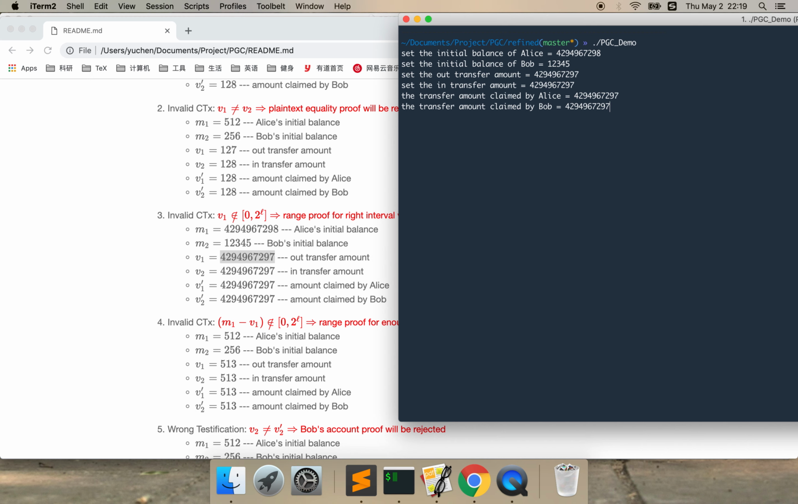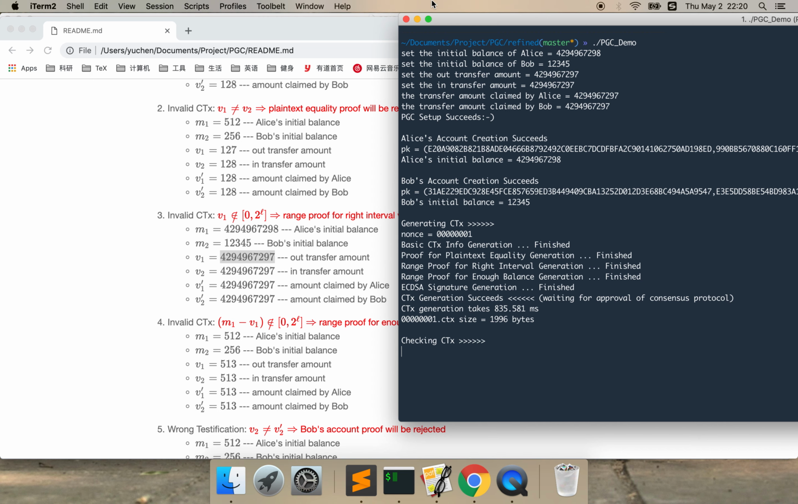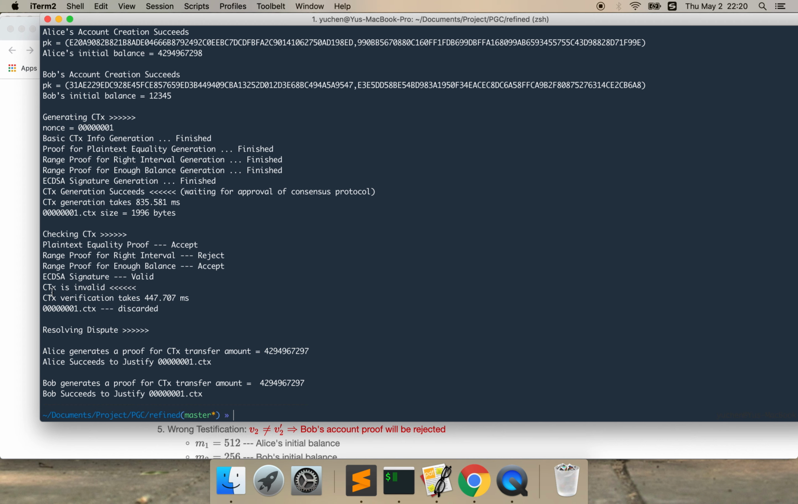The consequence, as we said, is that the first range proof for the right interval is not correct. Look, the first range proof for the right interval got rejected.